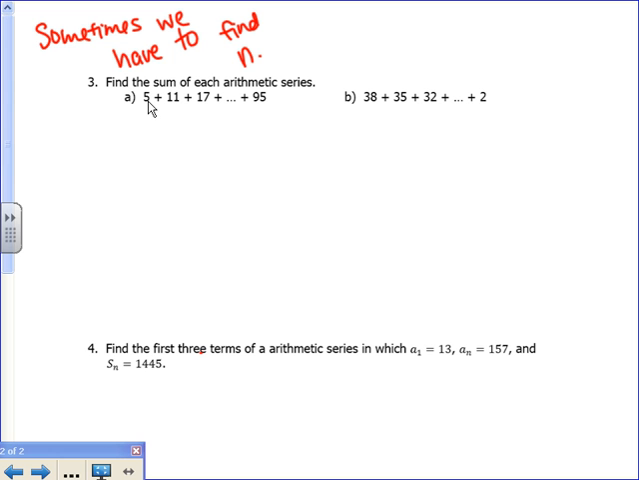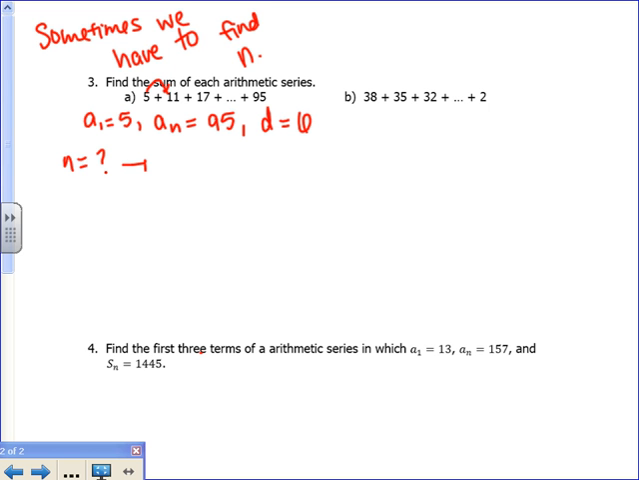So in this case, what do we know? Well, I know my first term is 5, so a1 equals 5. I know my a sub n is 95, because they tell me what my last term is. And I know my d as well. I know how to get from one number to the next. How do I get from 5 to 11? I add 6, so my d is 6. Okay, so there's my given information. But what I don't know is what's n.